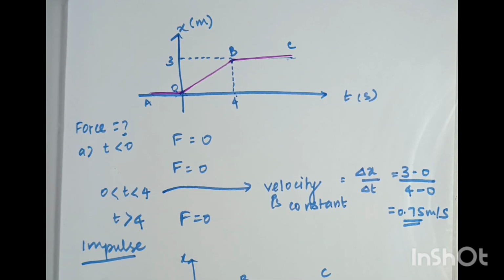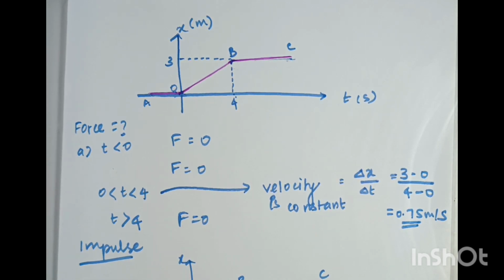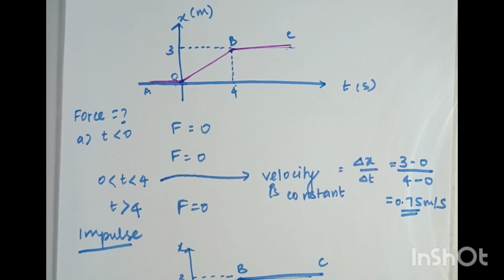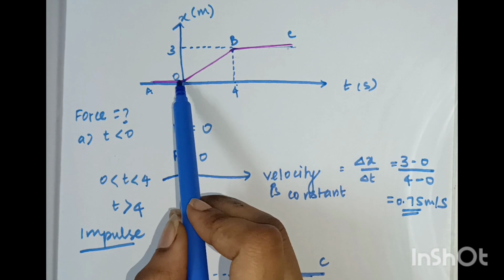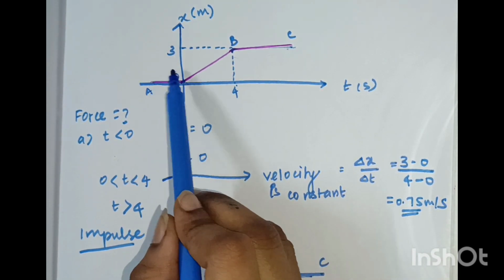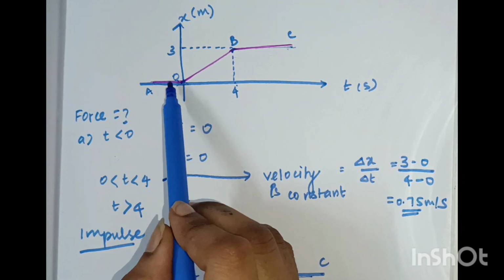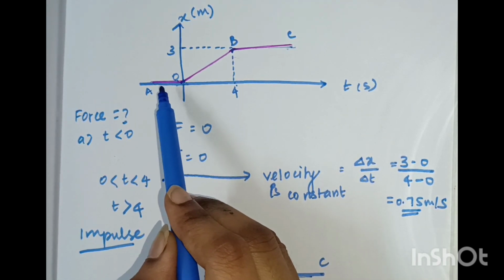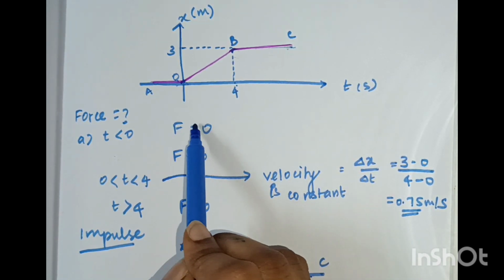A position-time graph is given and we are asked to find the force for t less than 0, 0 less than t less than 4 seconds, and t greater than 4 seconds. So now let us see how we are finding the force. For t less than 0, we can see the slope of the x-t graph is 0, that means velocity is 0. If the velocity is 0, then acceleration is 0. So force is also 0.